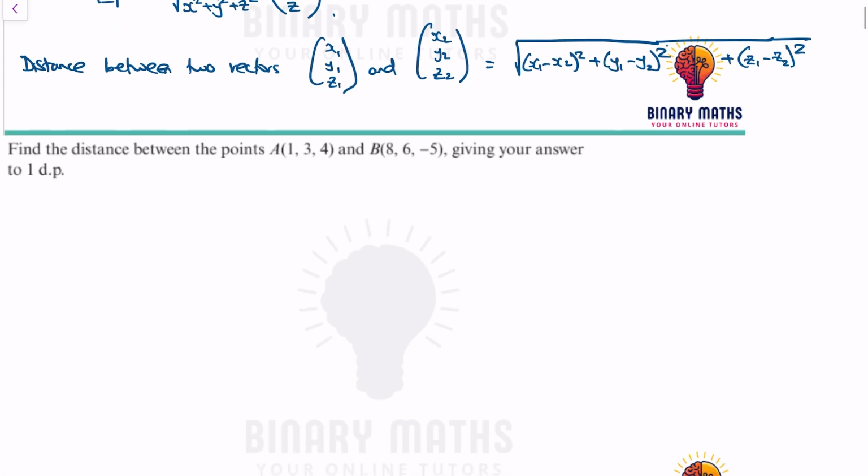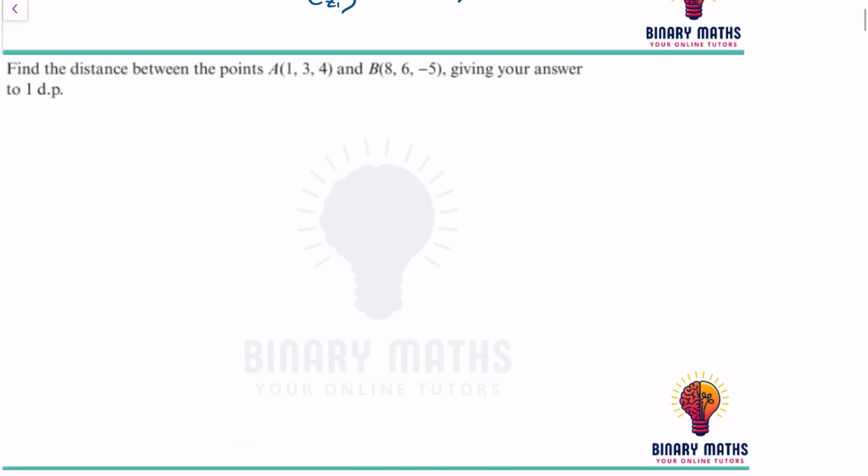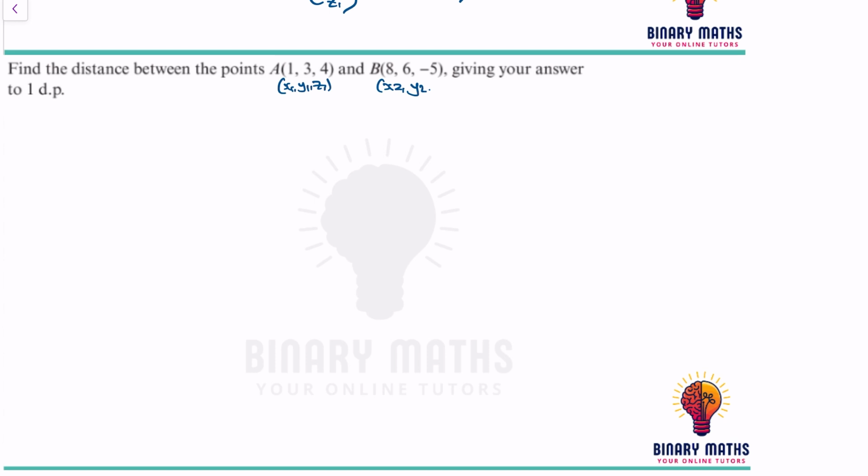Okay, so let's do some questions now on this topic. Find the distance between points A, 1, 3, 4 and B, 8, 6, minus 5, giving your answer to one decimal place. So this is x1, y1, z1, and this is x2, y2, z2.